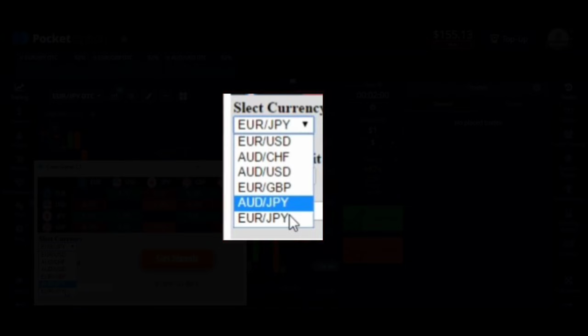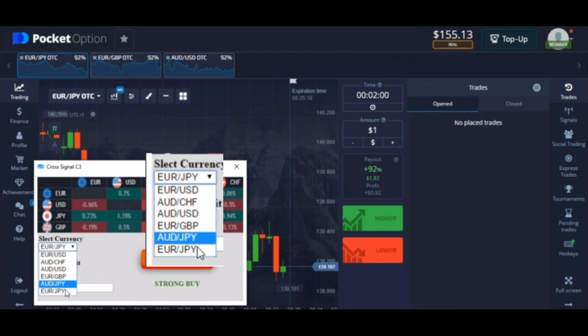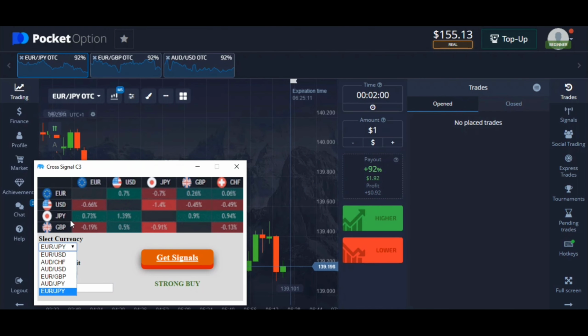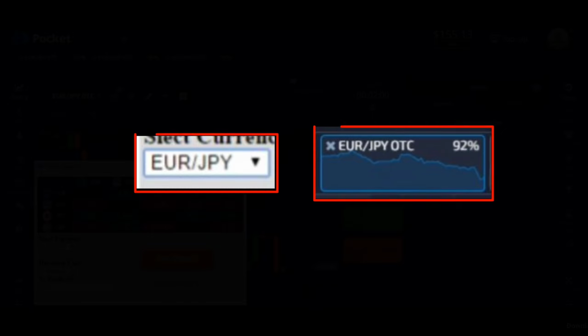This is the cross signal C3 bot market that you can choose and use in this trading. The Pocket Option market is the one I chose in this trade. Make sure the market you choose is available on the cross signal C3 bot, then you match it with the Pocket Option market you choose.